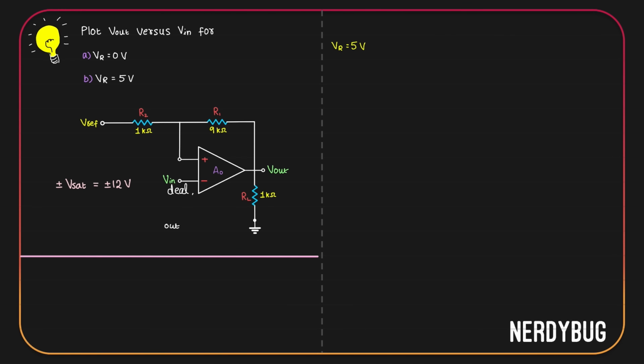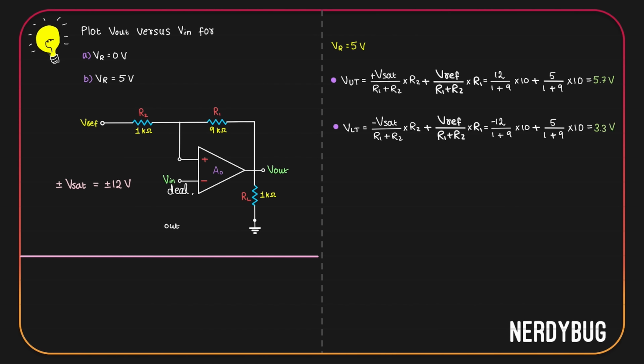Let's take the second case where reference voltage is 5 volt. Upper threshold voltage will be given by plus Vsat divided by R1 plus R2 multiplied by R2 plus reference voltage divided by R1 plus R2 multiplied by R1. We have all the values. That gives us the upper threshold voltage 5.7 volt. To get lower threshold voltage, all we have to do is put negative Vsat instead of plus Vsat. And that gives us 3.3 volt. The loop in the graph will be between 5.7 volt and 3.3 volt. It will look like this.